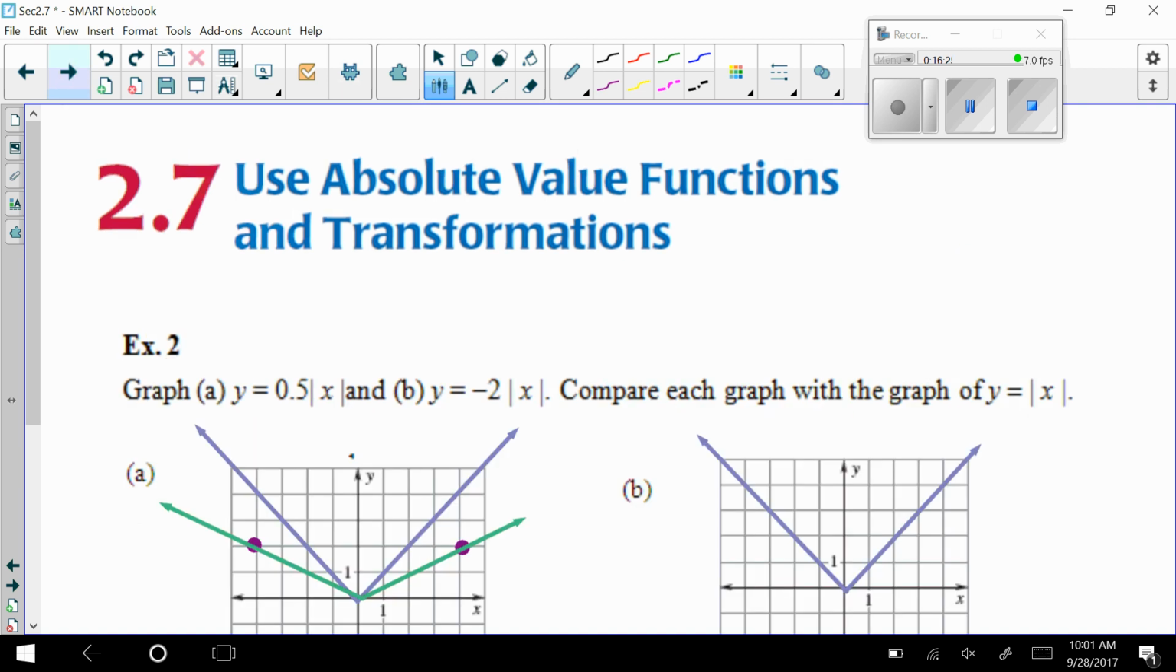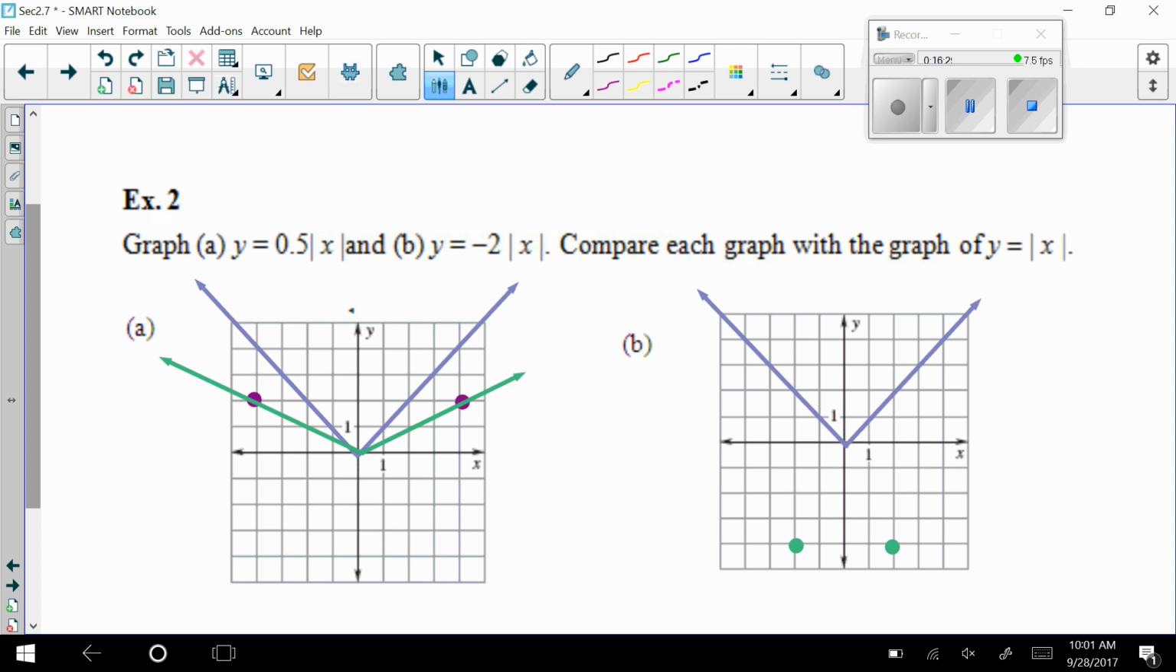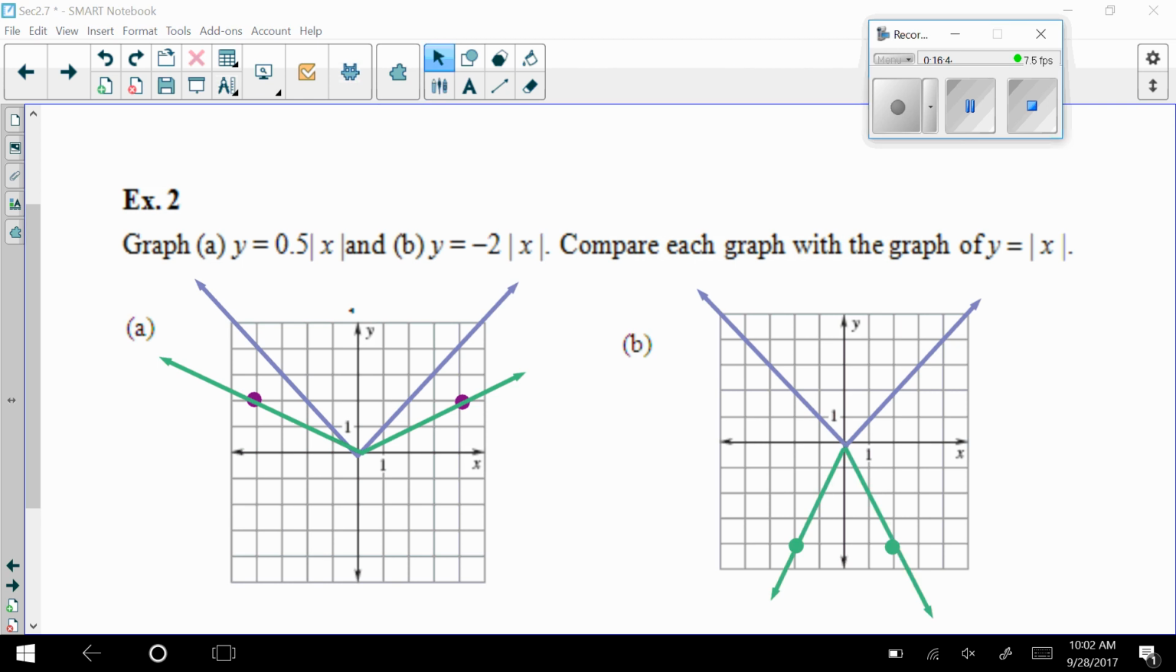So if I pick a couple points on my graph, and I chose 2 and -2, if x is 2, then y is -4. And if x is -2, then y is -4. So on graph B, you can see what the graph should look like for y equals -2 times the absolute value of x.